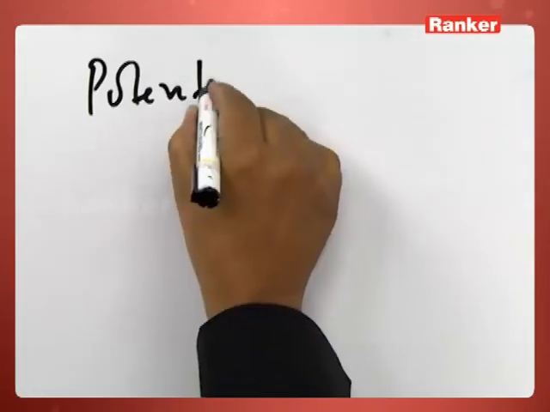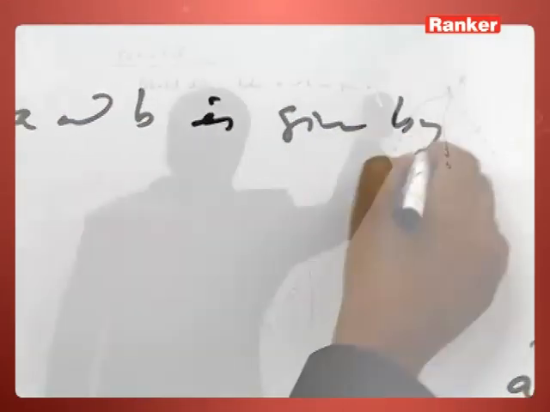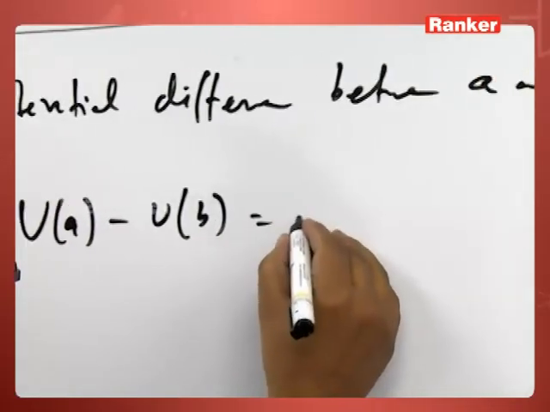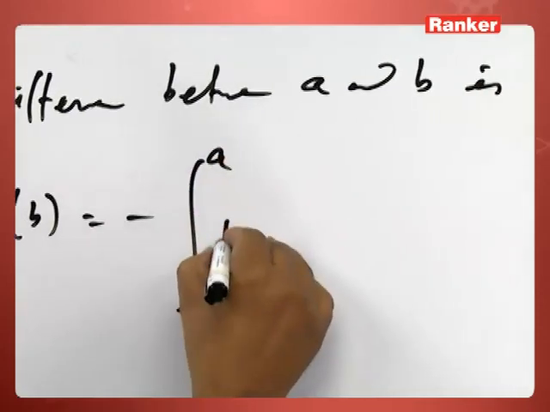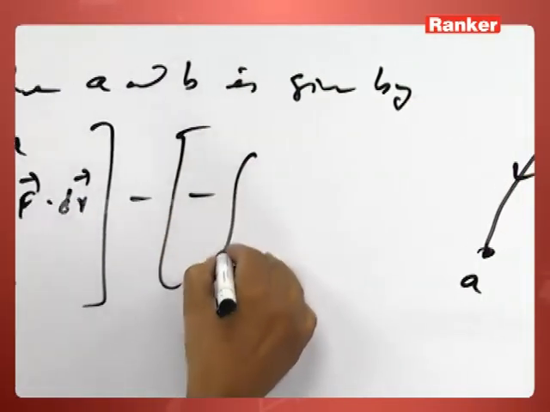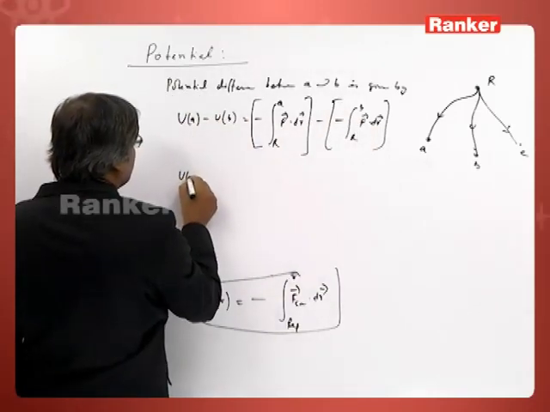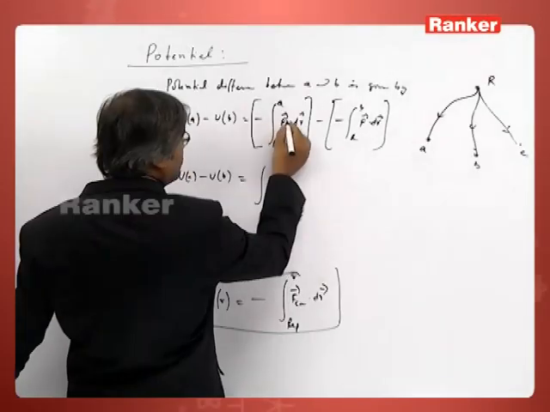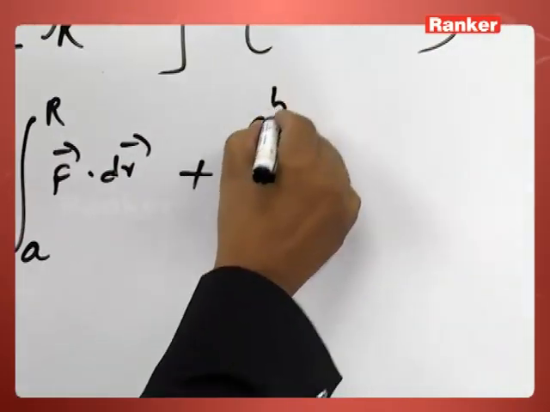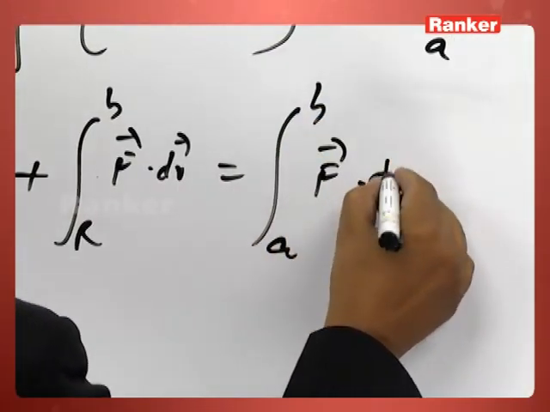So the potential difference between A and B is given by UA minus UB. Suppose I am taking UA minus UB. UA is minus reference point to A, F dot dr. This is one quantity, that is UA. UB is minus R to B, F dot dr. So these are 2 quantities, and we have UA minus UB, or VA minus VB. The limits will change the sign: A to R, F dot dr, and again plus R to B, F dot dr. So A to R then R to B becomes A to B, F dot dr.